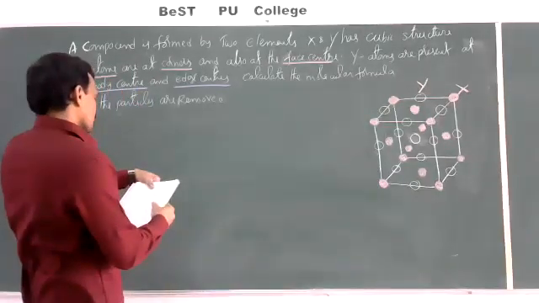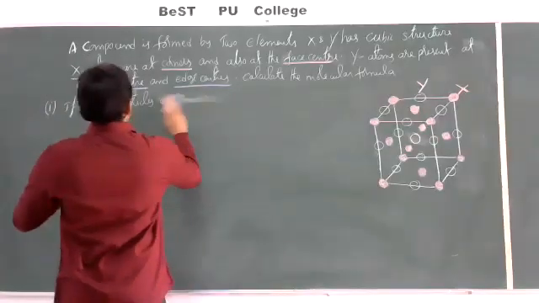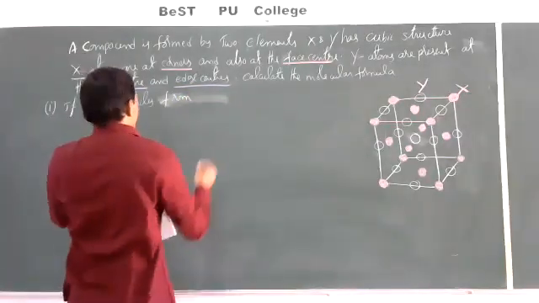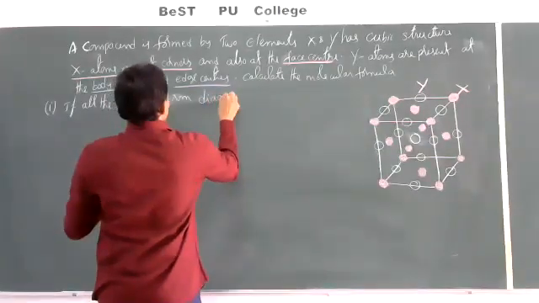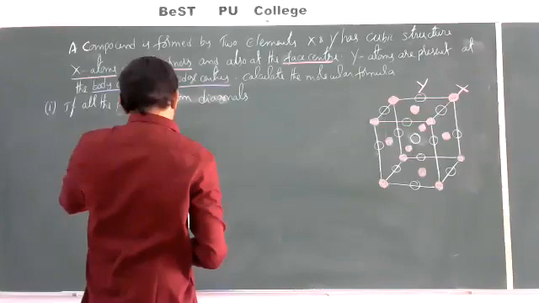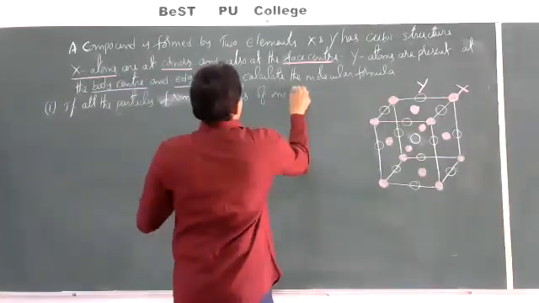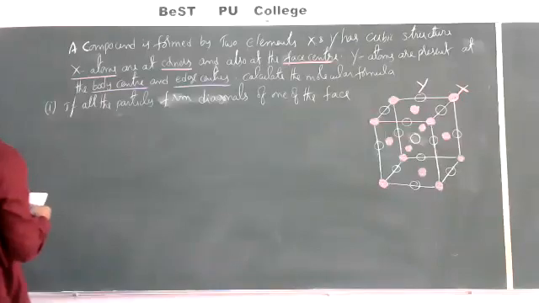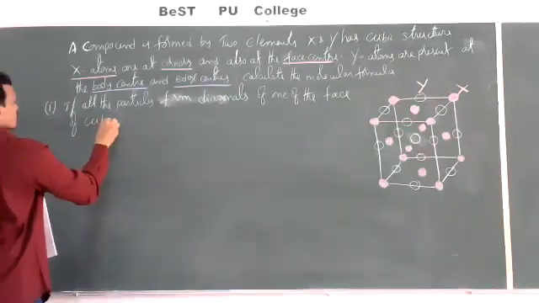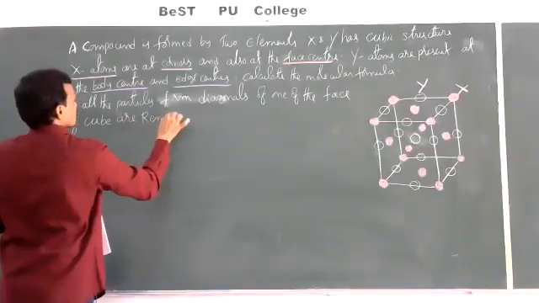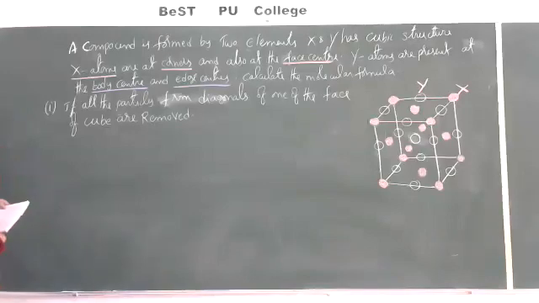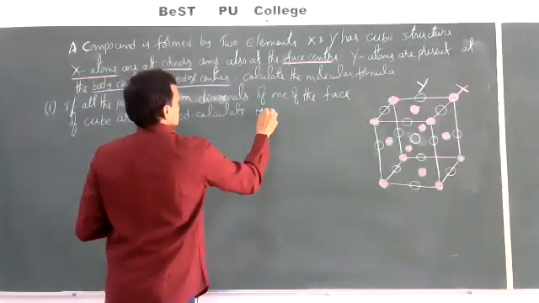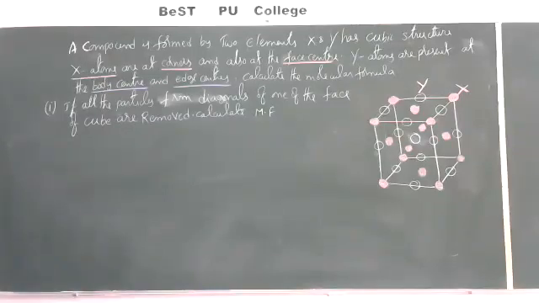Now the second application here. If all the particles from the diagonals of one of the faces of the cube are removed, then calculate the molecular formula.